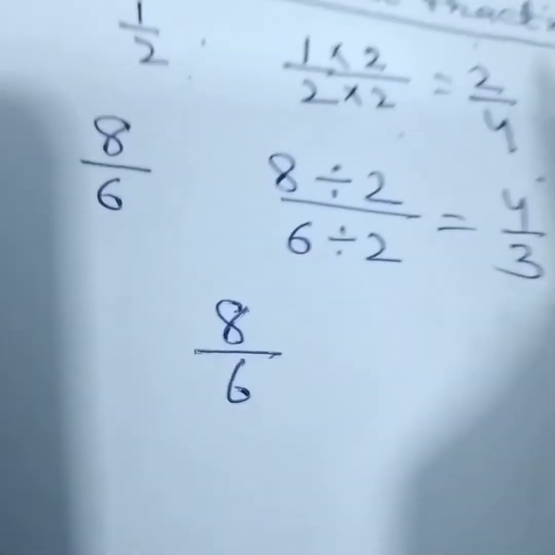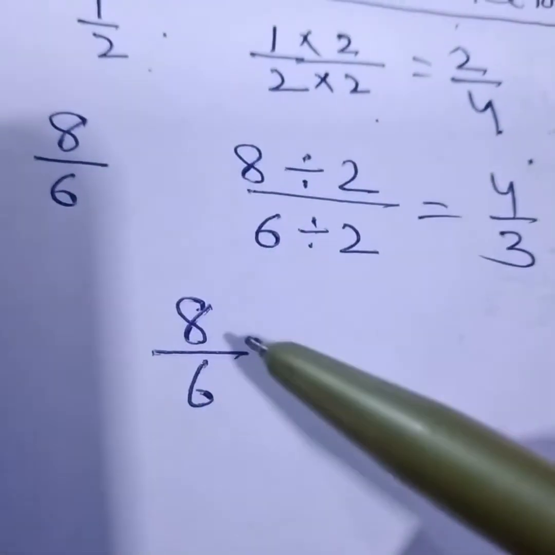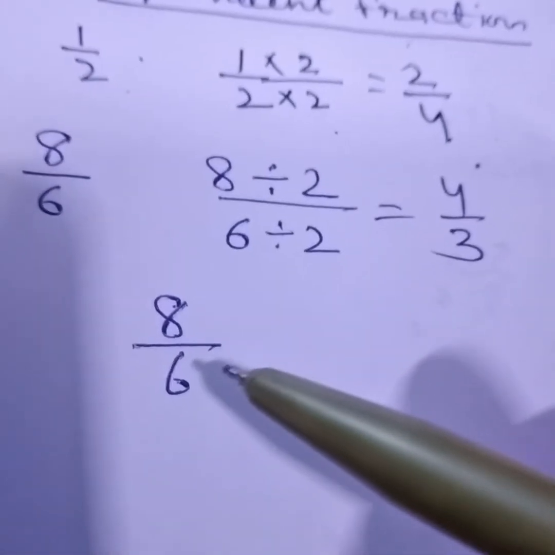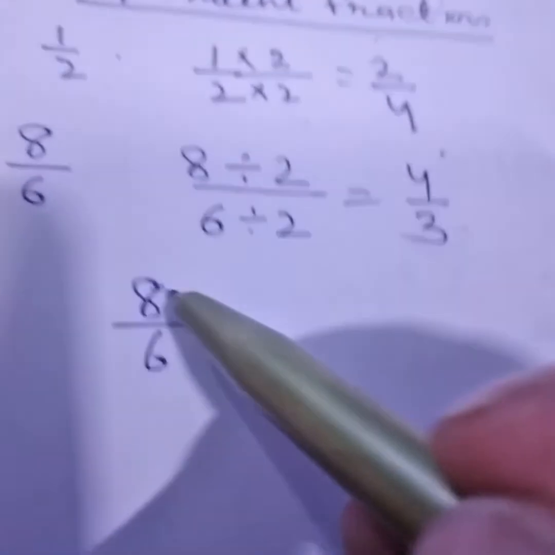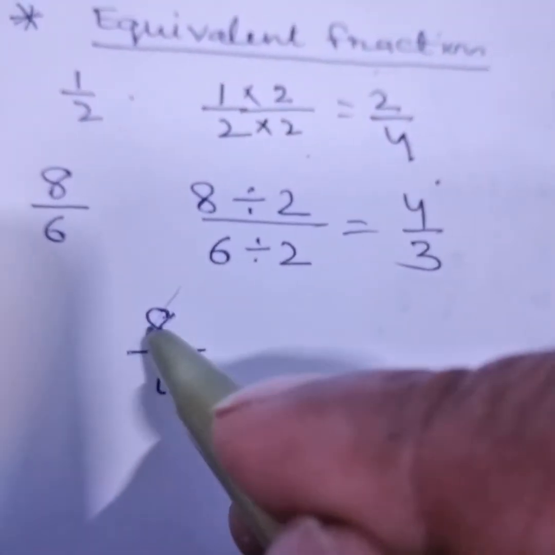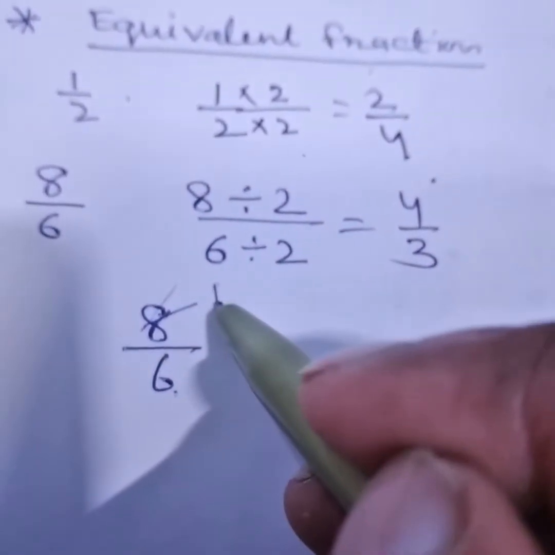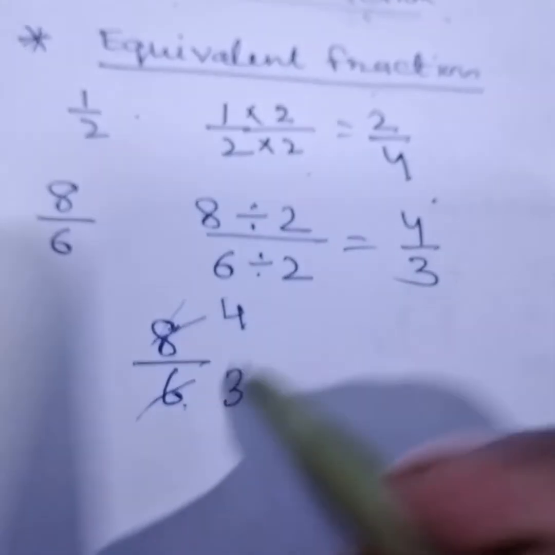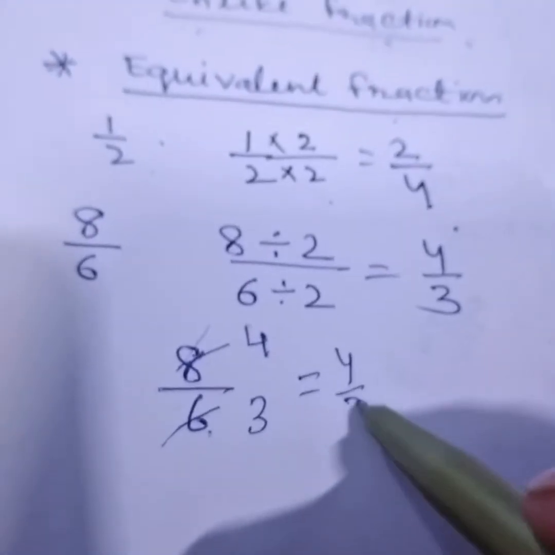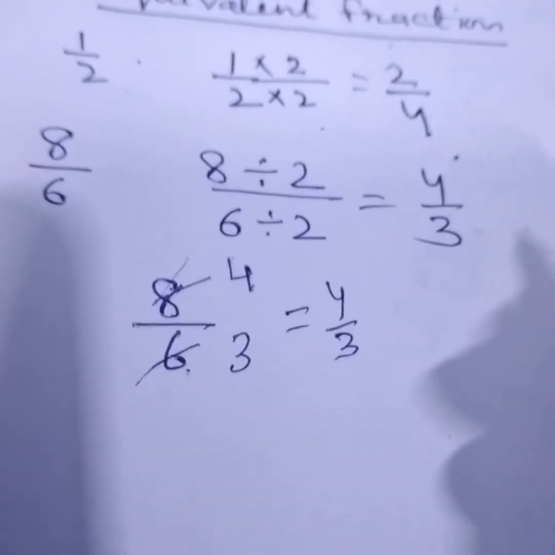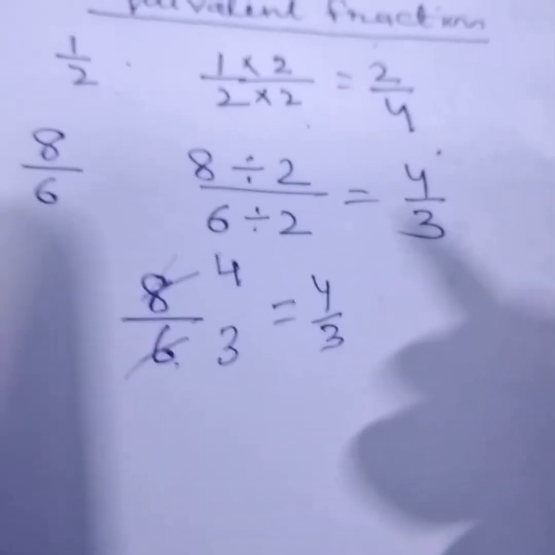Here you have to understand, children, how we are doing the equivalent work, but we were not aware of that. 8 upon 6 is here. We are cutting short, with the help of 2: 4, and with the help of 2 we are cutting, it is 3. This one is 4 upon 3. Previously we were doing the same work, but we didn't know what we were doing.